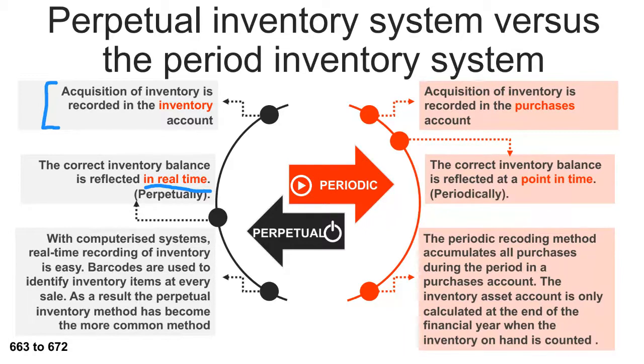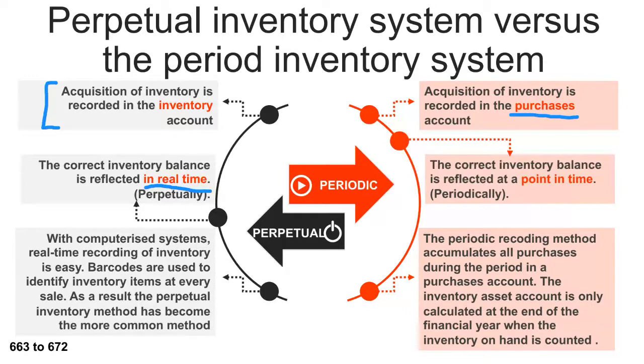When we talk about the periodic system, with the periodic system, we don't know how much is in the warehouse at any given time, right? It's hard for us to estimate it. And that's because there's sort of a disconnect between purchases and cost of sales, right? In the perpetual inventory system, there isn't that disconnect because the inventory account and the cost of sales account are constantly speaking to each other, right? They're constantly communicating. Whereas in the periodic inventory system, there isn't that constant communication, right?